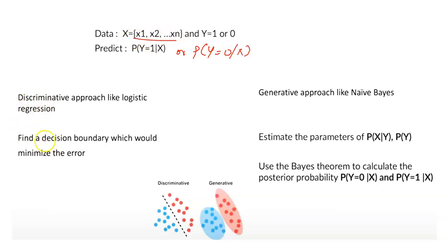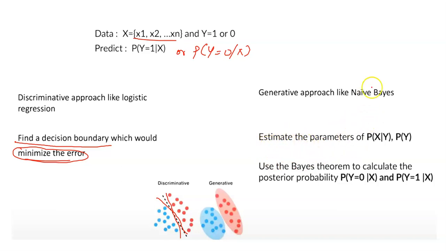In the discriminative approach, the main objective is to determine the decision boundary which minimizes the error. The decision boundary could be any line separating the data sets. It could be like this, or like this, or like this, but the objective is to minimize the error. Error is nothing but the difference between the actual and the predicted outcome.